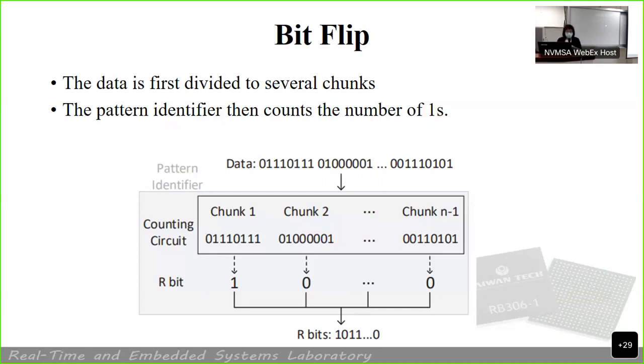You can see in the figure that the input data is divided into several chunks, from chunk 1 to chunk n-1. The chunk size is based on the data size. The counting circuit counts the ratio of 1s in every chunk and outputs the R bits. If the ratio of 1 is more than half, the R bit will be 1, for example, in chunk 1.